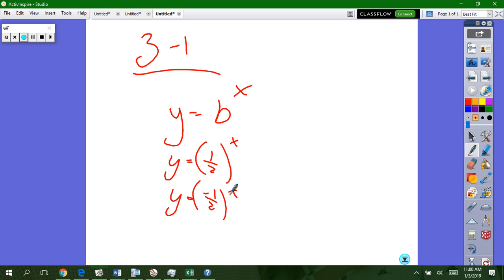What is 1/2 squared? 1/4. What's negative 1/2 squared? Why can't it be negative? That is negative. 1/2 cubed is 1/8. Negative 1/2 cubed is negative 1/8. What if x is negative? What about this?